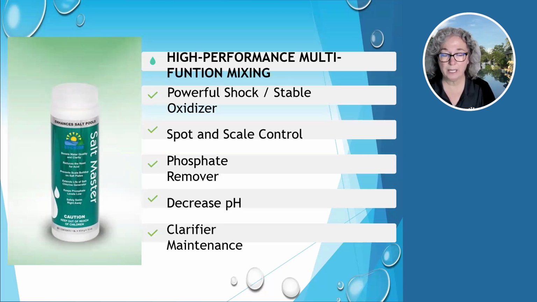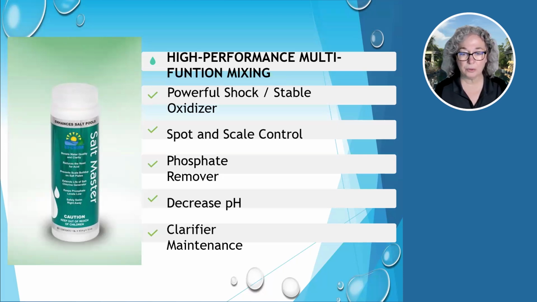It decreases your pH. You're not going to have that pH drift, because that's the main issue we have with a salt chlorine generator: the pH is going up, up, and up. Well, this is going to help and decrease that, and you're not going to have that drift in the pH that you have with a salt chlorine generator. And you're going to have wonderful clarity in the pool.